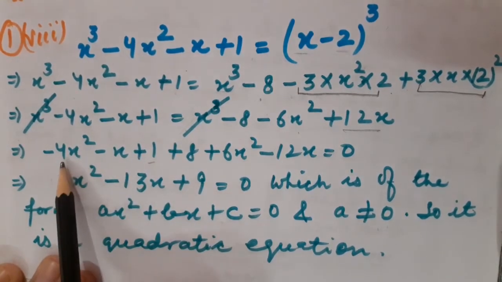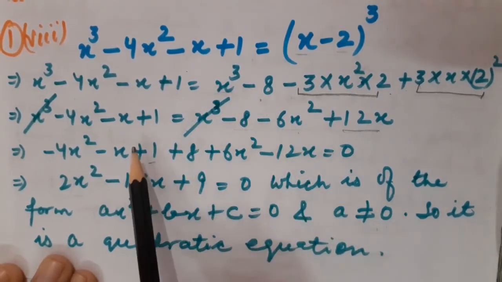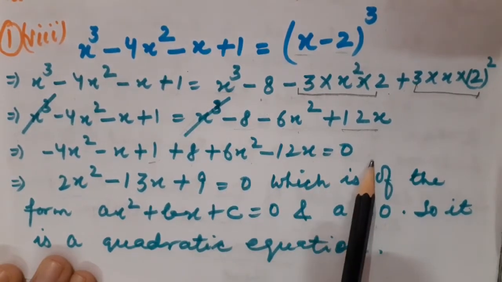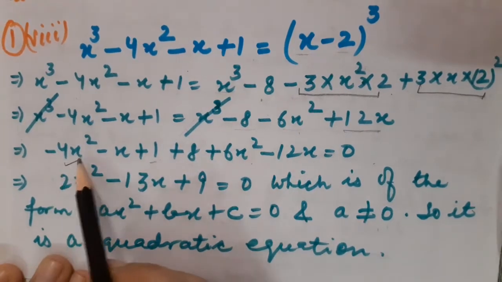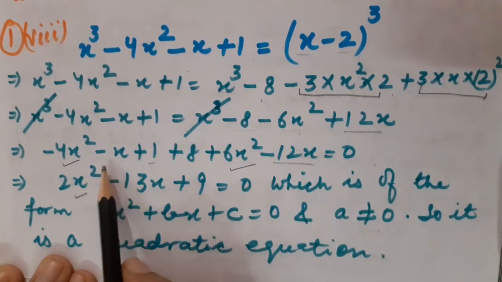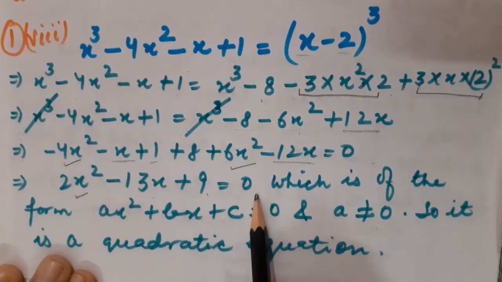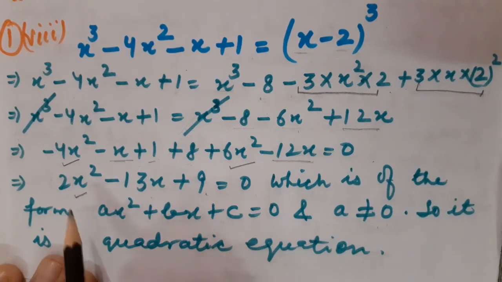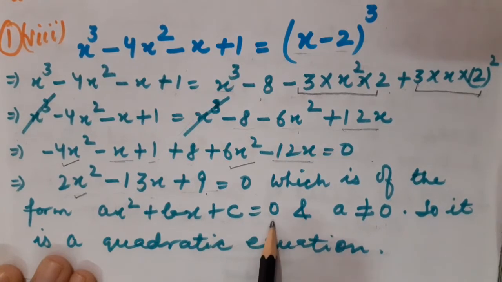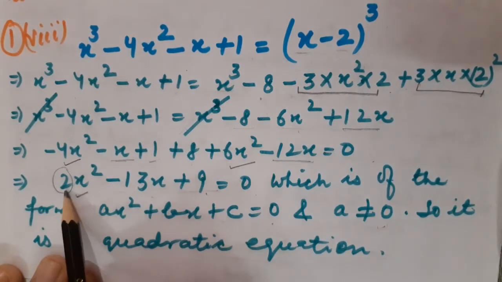So I have got, after simplifying, minus 4x square minus x plus 1. All these three terms I am going to bring on left hand side. It will become plus 8 plus 6x square minus 12x is equal to 0. Fine. So after simplifying minus 4x square and plus 6x square, I have got 2x square. This is minus 12x, and minus x will become minus 13x, and 8 plus 1 will become plus 9 is equal to 0. Children, now you just compare it with the generalized form of a quadratic equation, which is ax square plus bx plus c is equal to 0, where a is not equal to 0. Just check what is a here. a is 2, which is not equal to 0.